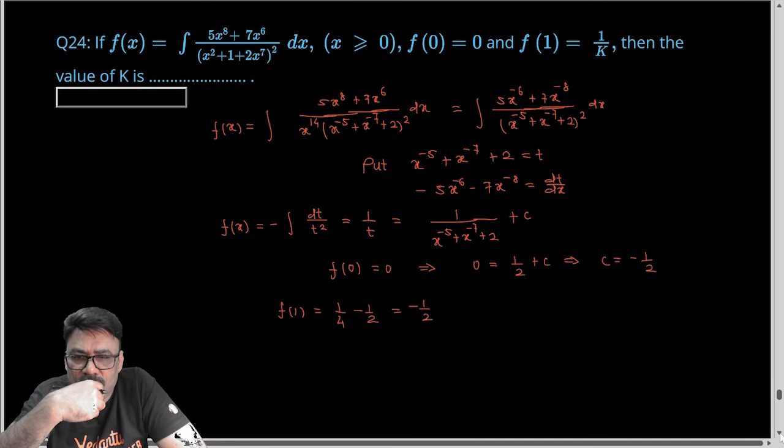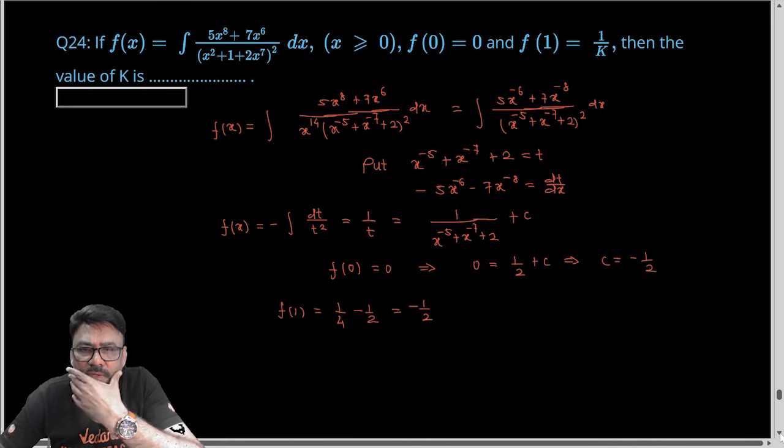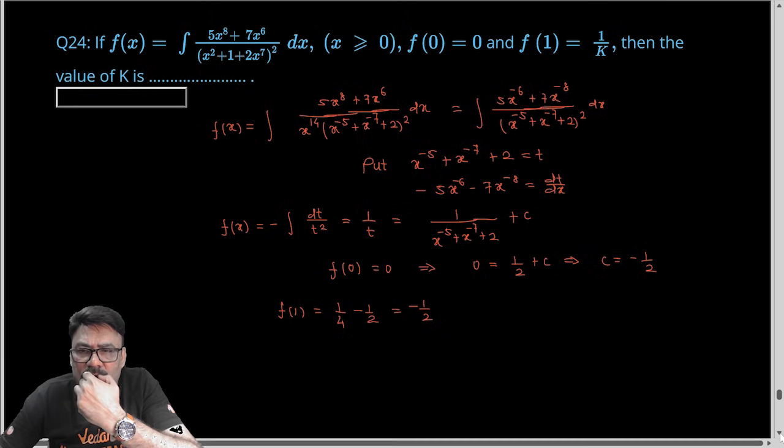Now I'm getting f1 as 1 plus 2 to 1 by 4, c is minus half. I'm getting minus half. What mistake am I making? X raised to 14 t here, the minus dt. This numerator will become, I missed one thing. Minus dt, no, it's correct, I think. Yes, I've written minus. So I've written minus dt by t square, and minus 1 by t square dt is 1 by t. So 1 by x raised to 5 plus x raised to minus 7 plus 2 plus c, fx.